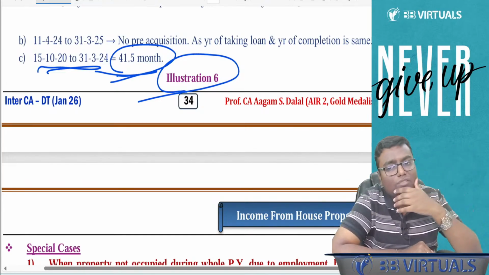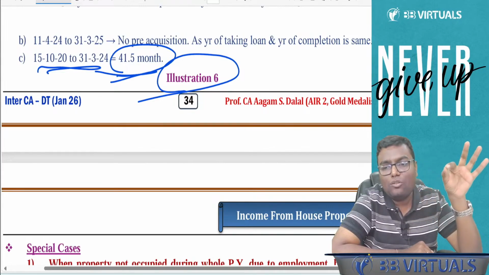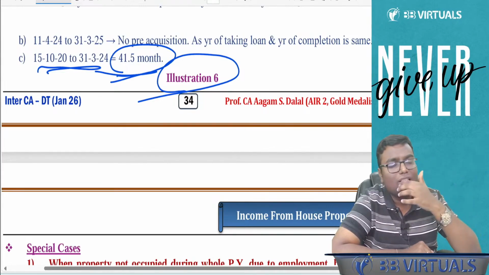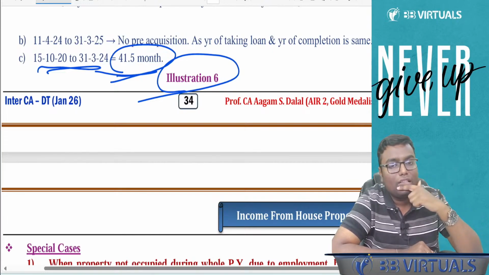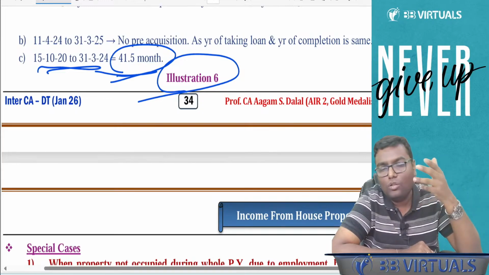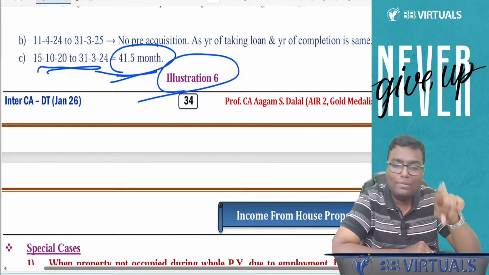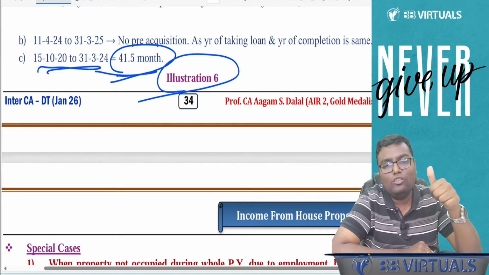From this GAV, what will we deduct? Municipal tax paid by owner during the previous year. If it is given as a percentage, it is of municipal value. If it is not paid, no deduction. If paid by tenant, no deduction. If paid outside India, full deduction. SOP, no deduction. Deemed LOP, deduction available.